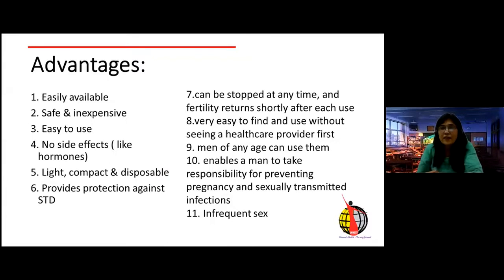And very important, when there is infrequent sex, when the partners are not meeting frequently or regularly, condom is considered as one of the best contraceptive and the contraceptive of choice. So all these advantages have to be at the tip of your tongue.